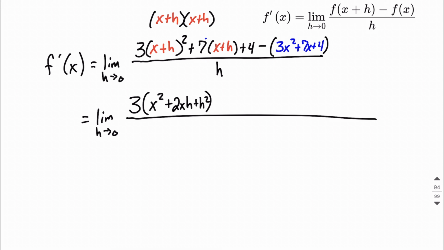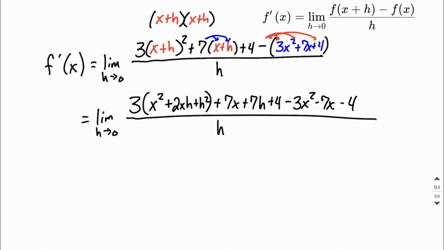This 7, I'm going to distribute to clear out that set of parentheses. So in that case, we're going to get plus 7x plus 7h. We'll bring along the plus 4. And then we also have to be careful over here where we have our negative out in front of our original function. That's like a -1 that needs to be distributed to each one of these terms as well to get rid of that set of parentheses. So that's going to switch the sign on each one of those terms, making it minus 3x squared, minus 7x, and minus 4. That's all over h.